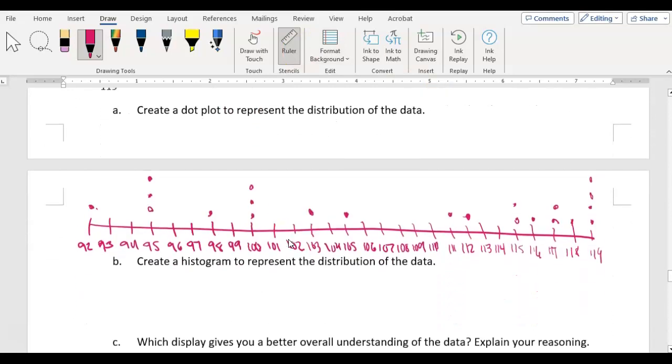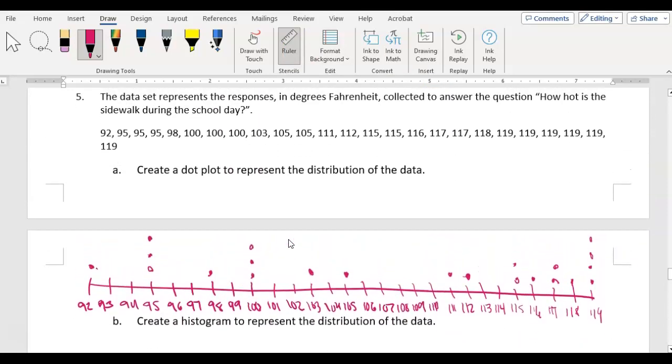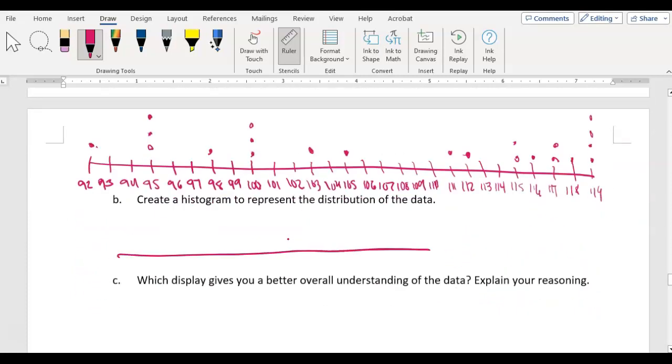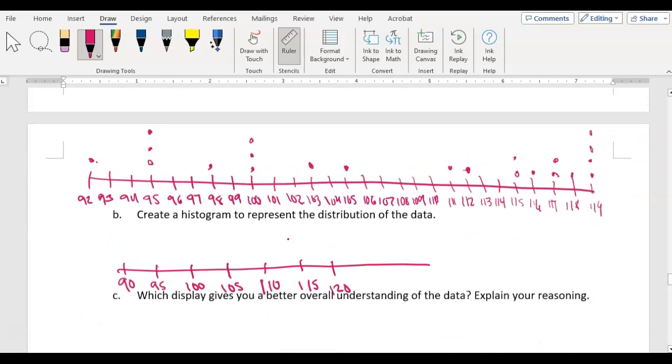All right. It says create a histogram to represent the distribution of data. So here I'm going from 92 to 119. So I would probably consider this in terms of 5s. So I'm going to think about this data from 90 to 95, 95 to 100, 100 to 105, 105 to 110, 115, 120, and then, yeah, stop there.